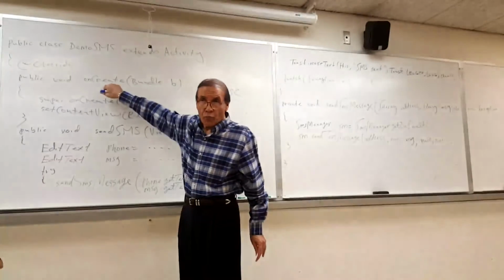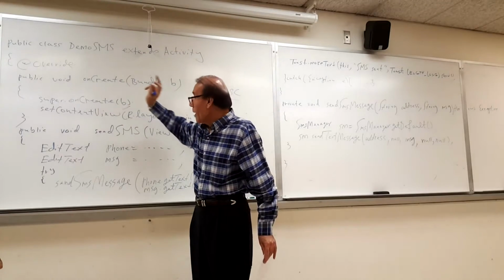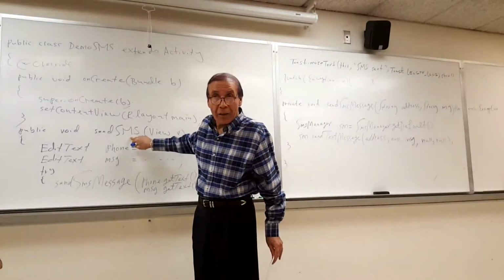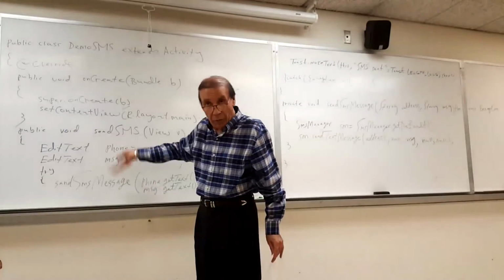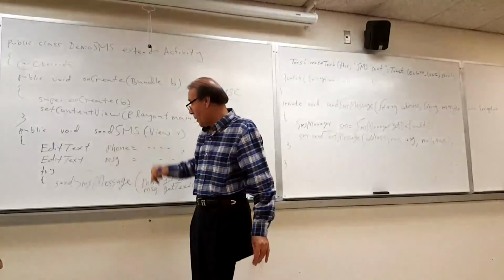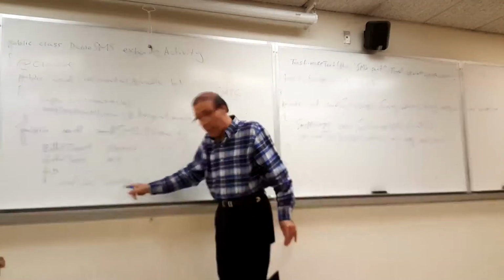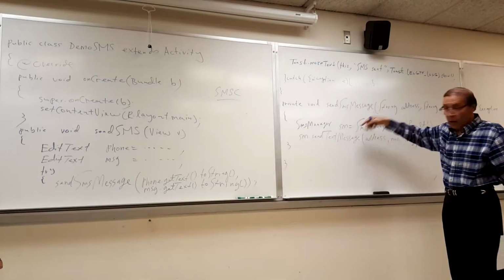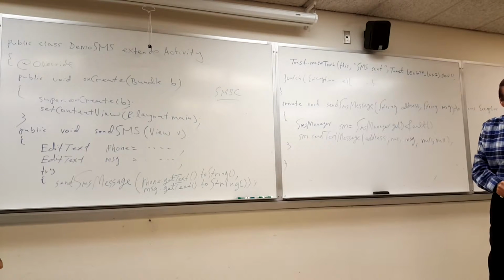OnCreate is part of the activity that we need to override, right? Send SMS is part of the activity that we need to override, okay? Because it's empty, it doesn't do anything. The send SMS message is made by Alice, okay? And the whole thing together will send your message, right?